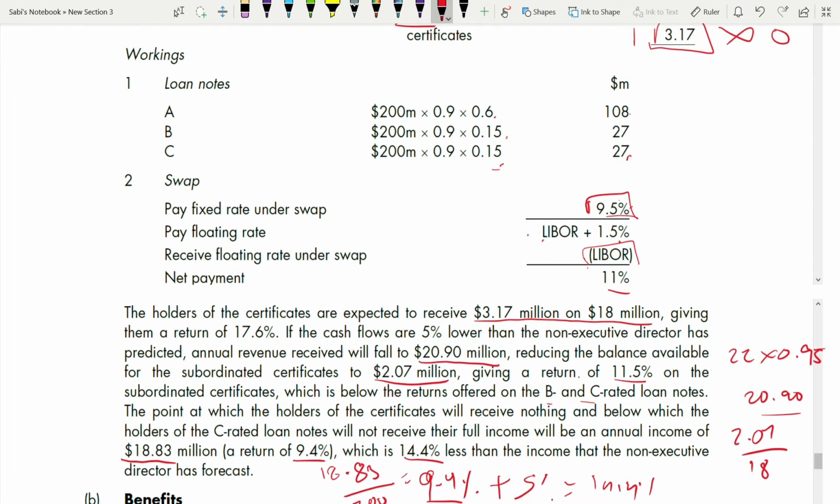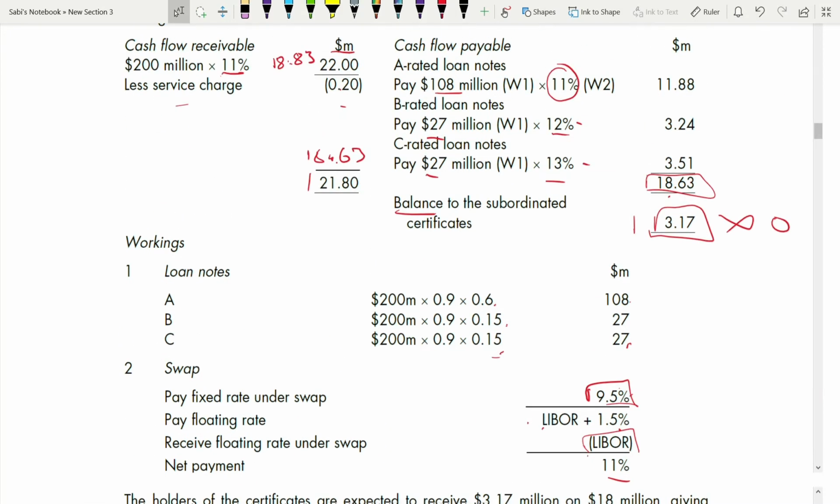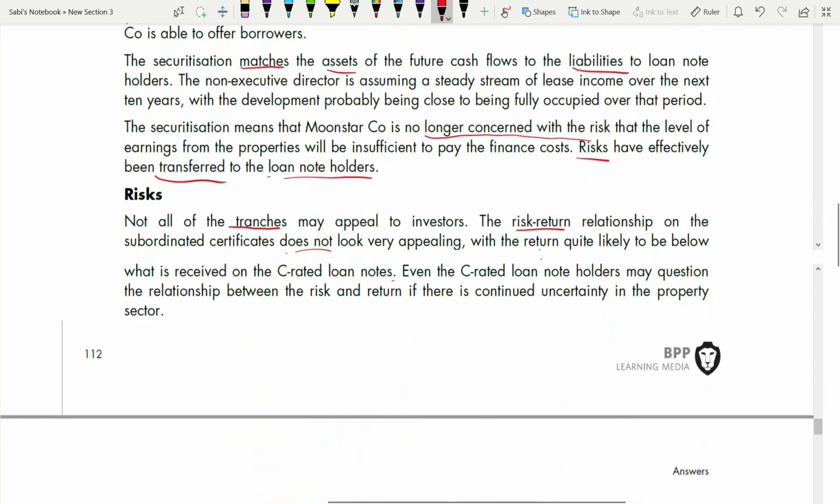The return, if you see here, after that 5% decline in cash flow, is 11.5%. Whereas if you see here, it is even below B and C. B is 12%, C is 13%. So it will not be attractive, right? It will not be appealing. Even the C-rated loan note holders may question the relationship between risk and return if there's continued uncertainty in the property sector. Okay.